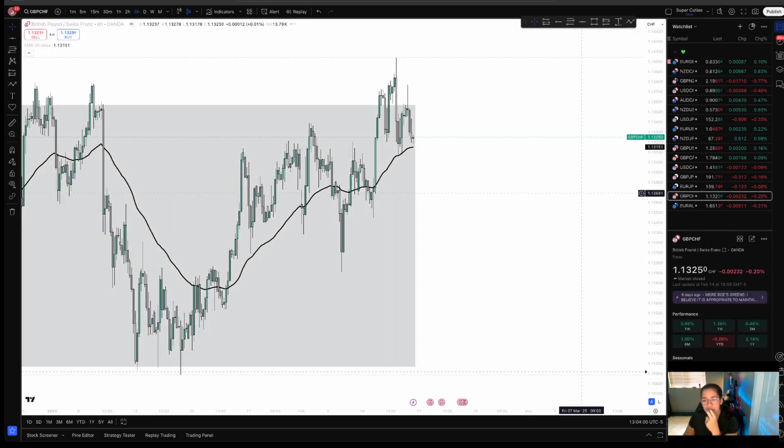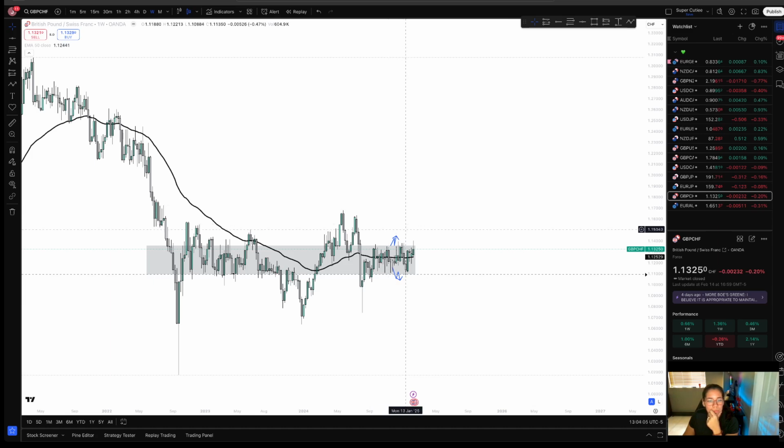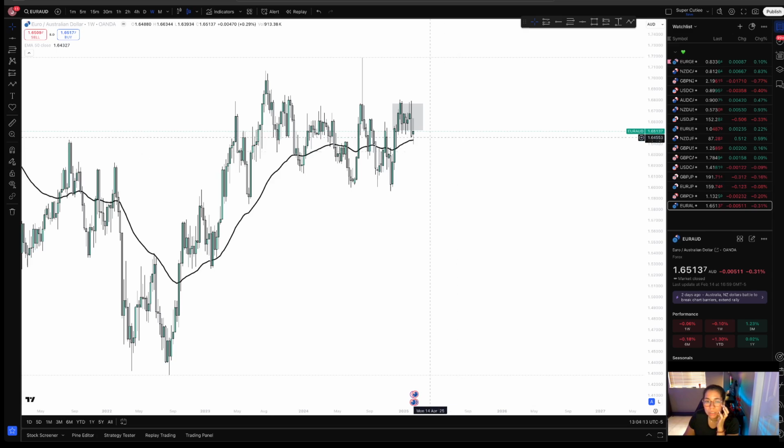Okay. GBP CHF, let's see. Okay, so GBP CHF, we've been stuck. You see, I marked this down a while ago. We've been stuck for a while. Okay, and then Euro AUD. Weekly.